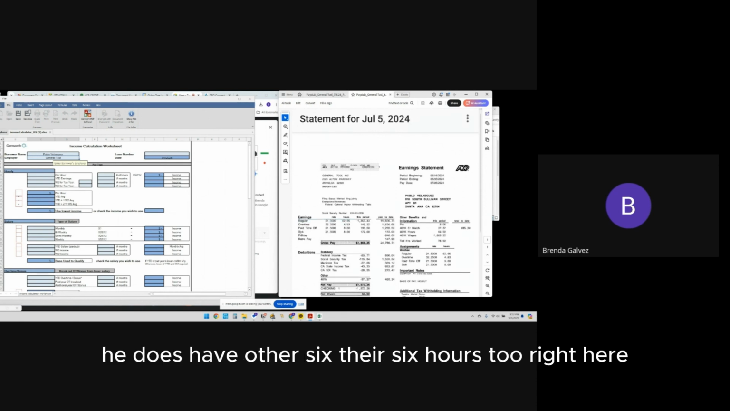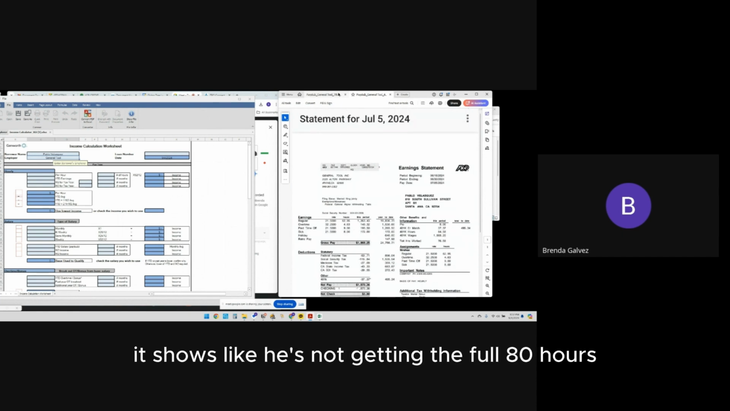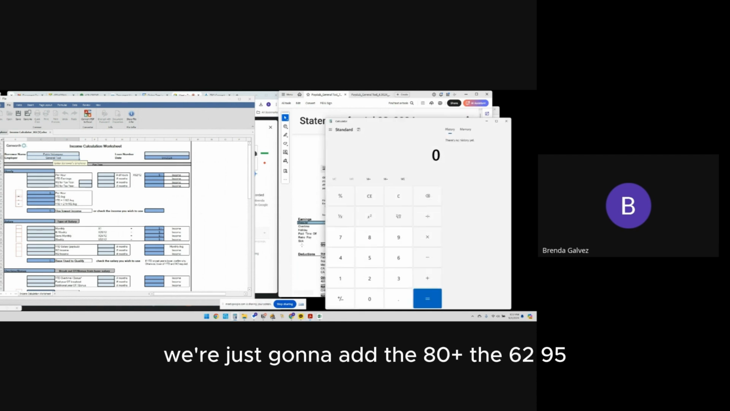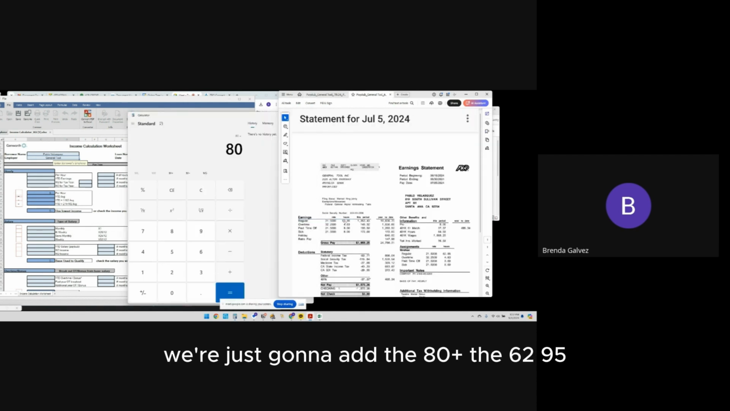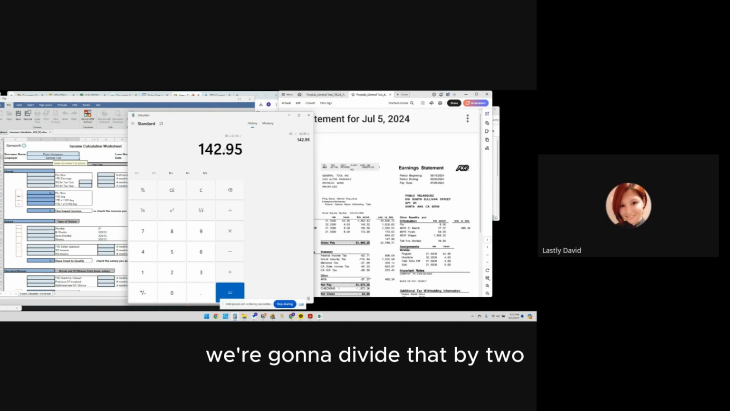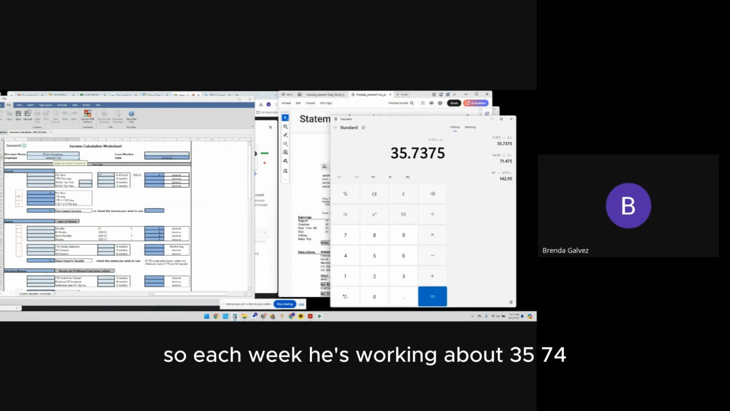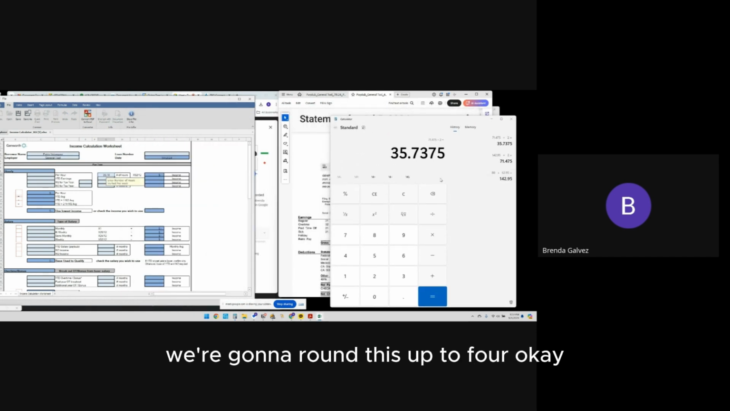He does have, oh, there's six hours too right here, but it shows he's not getting the full 80 hours. Because we can't use the full 80 hours or full 40 hours, we're just going to add the 80 plus the 62.95 and divide that by 2. So it's going to be 71 hours biweekly. We're going to divide that again by 2. So each week he's working about 35.74. We're going to round this up.